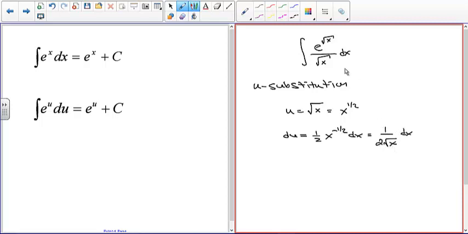So we take a look at that and say, is that what we have here? Well, we don't have it exactly. We have dx over the square root of x. So we'll solve for dx divided by the square root of x. That's going to be equal to 2 times du. So the substitutions we're going to make are, for the square root of x, we're going to put in u, and for dx over the square root of x, we're going to put in 2 du. And if you make those two substitutions, the original integral becomes e to the u times 2 du.